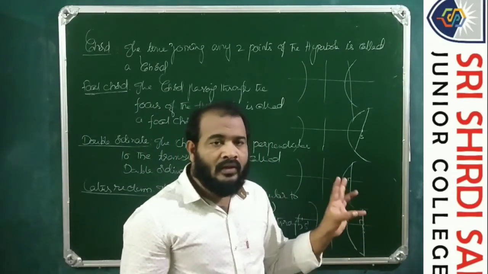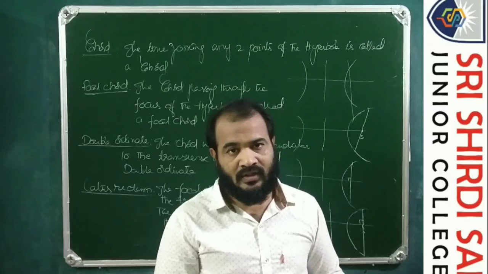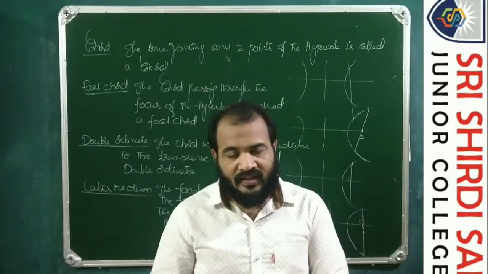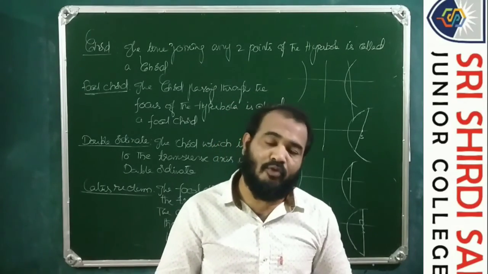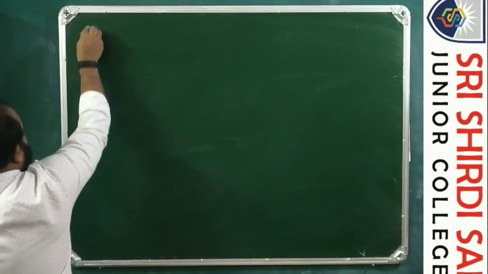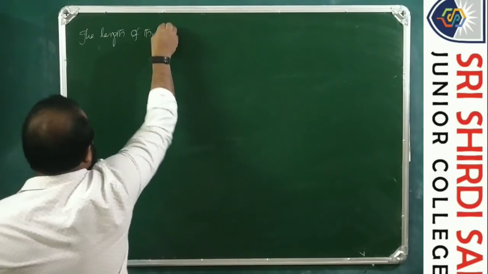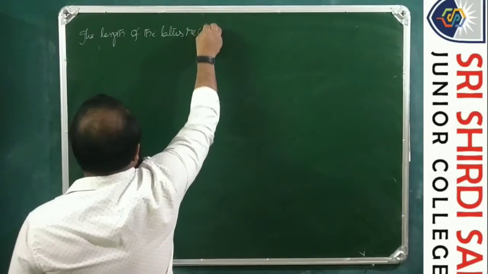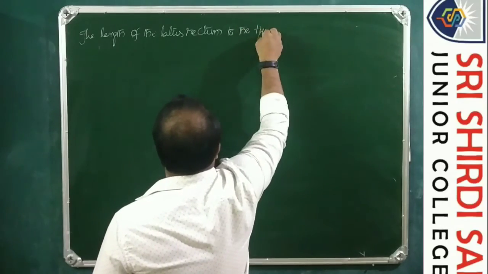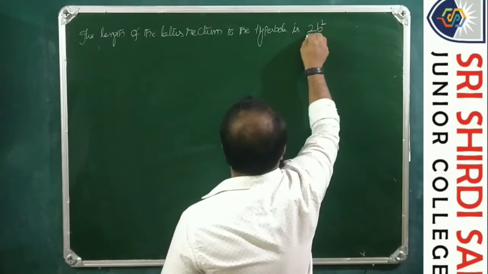We have derived the length of the latus rectum of the ellipse x square by a square plus y square by b square equals 1 to be 2b square by a. In the same way, the length of the latus rectum for the hyperbola is also 2b square by a. How? Let us derive it. The length of the latus rectum of the hyperbola is 2b square by a.